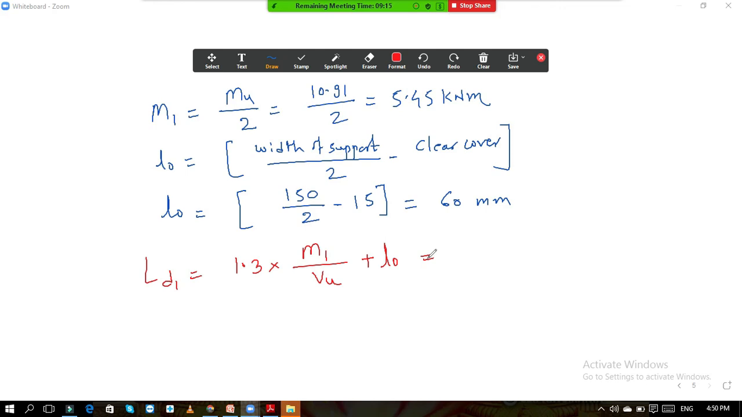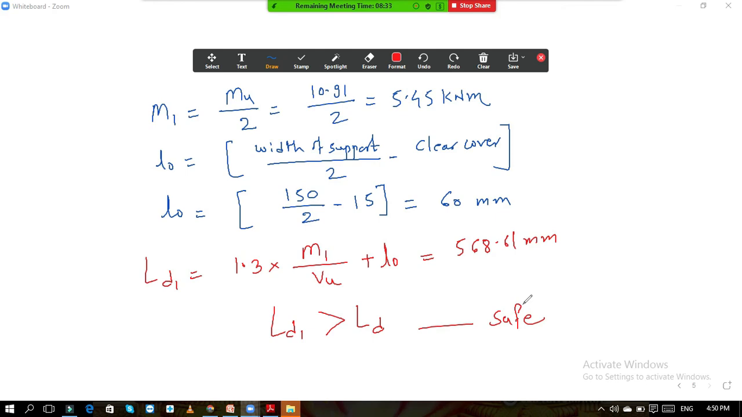So it is 1.3 into how much M1? M1 is 5.45 into 10 raised to 6 divided by Vu. What is the shear force value we have calculated? 13.93. So it is 13.93 into 10 to the power 3, plus 60. So it is 568.61 mm. So here your LD1 is greater than LD. So it is safe, or you can say your LD is less than LD1. Therefore it is safe.